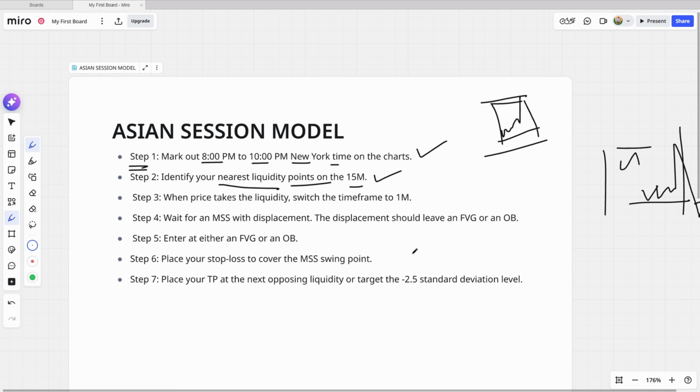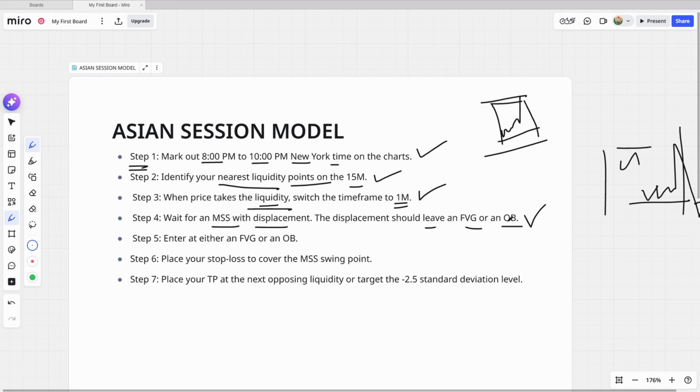Now, once price takes out that liquidity, that is your signal to shift your focus. And at that point, you immediately drop down to the 1-minute time frame because this is where you are going to refine your entry and look for confirmation. From there, you are waiting for a market structure shift with clear displacement. And this displacement should leave behind something like a fair value gap or an order block, because those are the areas where institutions have shown intent and where price is likely to react from.